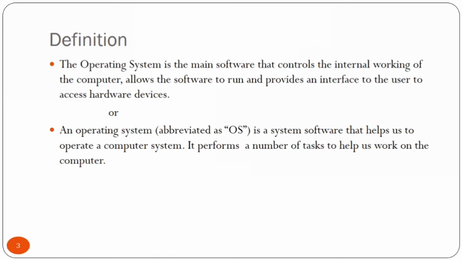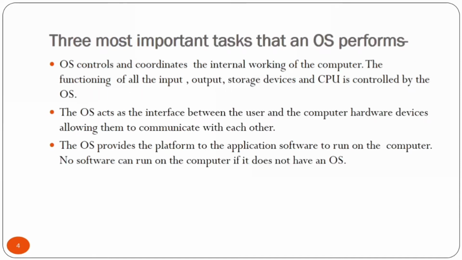Or we can say an operating system, that is abbreviated as OS, is a system software that helps us to operate computer system. It performs a number of tasks to help us on the computer. Or we can say it is the interface between the user of the computer and the hardware of the computer.